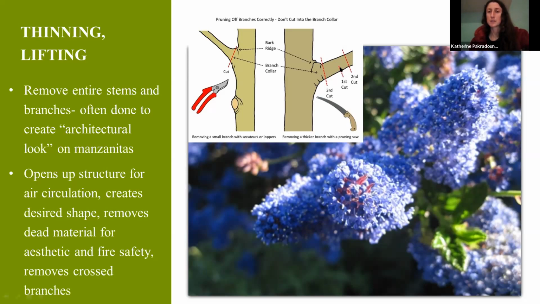You're going to cut from underneath. Your second cut is going to be just past that, and you're going to try to do the full cut. Why do we do this?